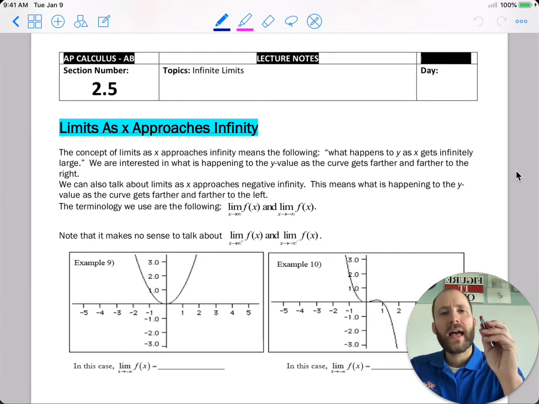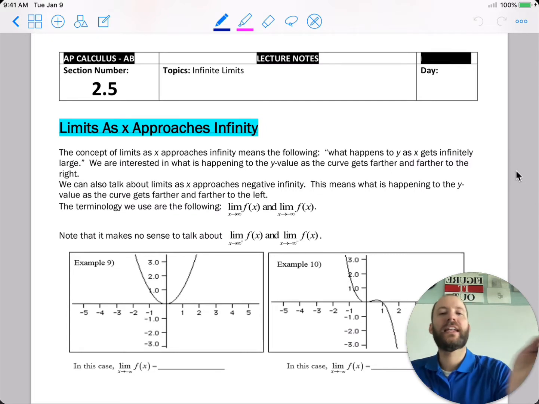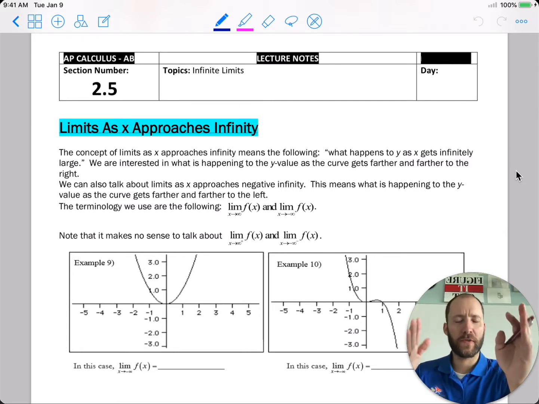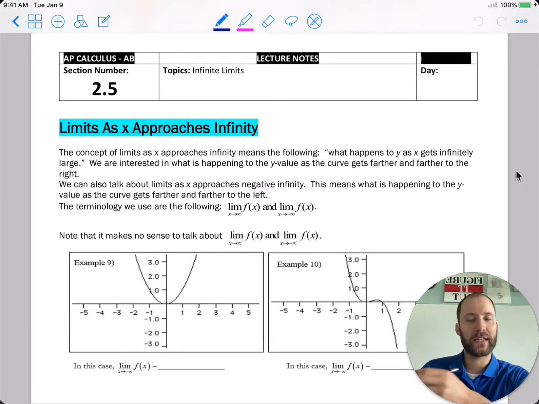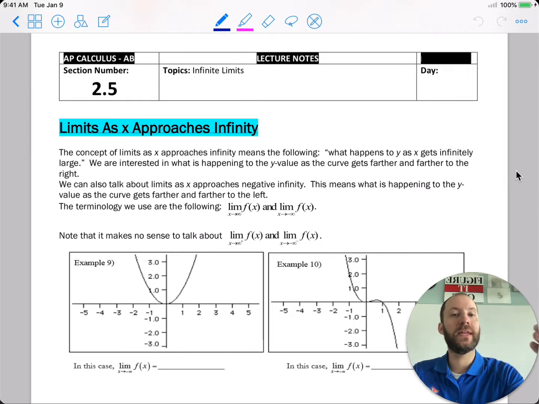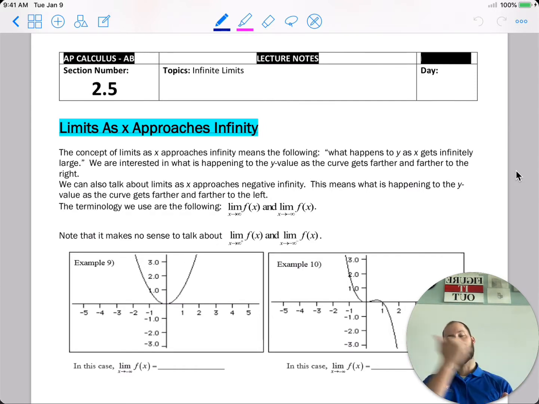So as x approaches positive infinity or negative infinity, what you're going to find is a bit of a parallel between what you saw in pre-calculus and algebra 2 and end behavior. Those really are limits as x approaches positive or negative infinity. As you go really far to the right, as you go really far to the left, does y go up? Or does it go down?